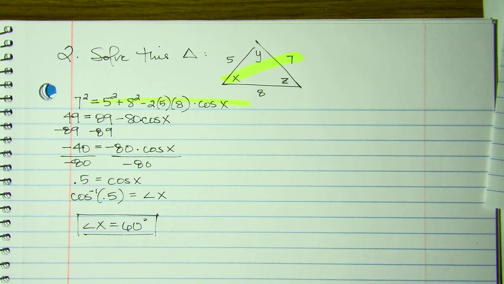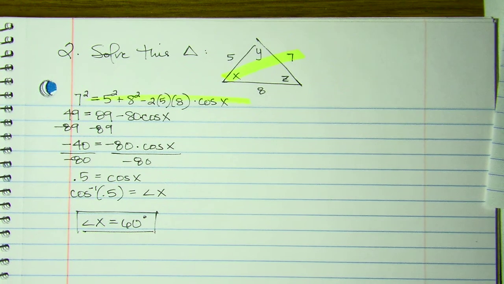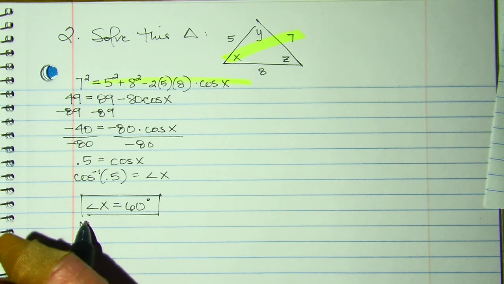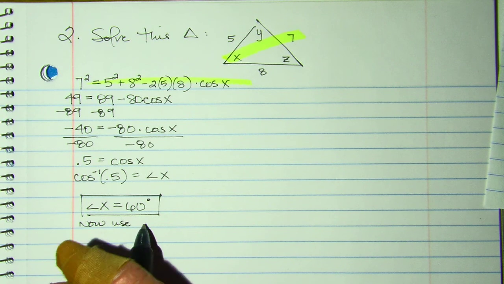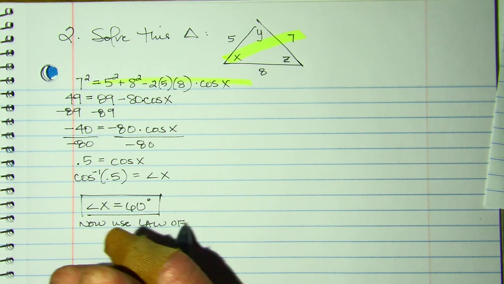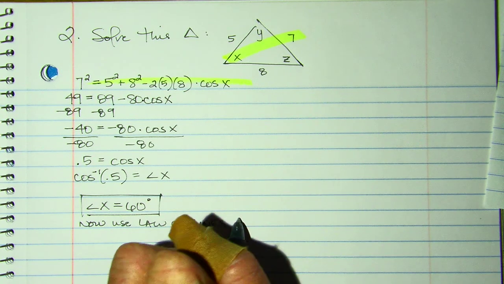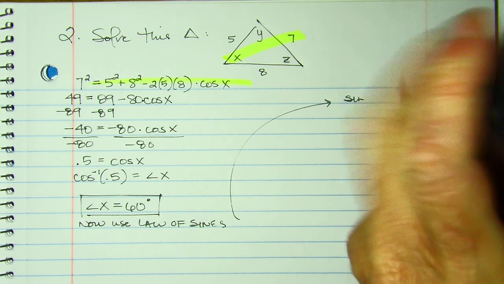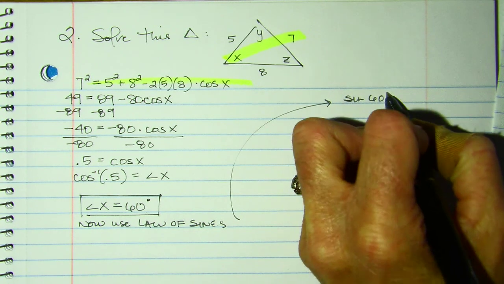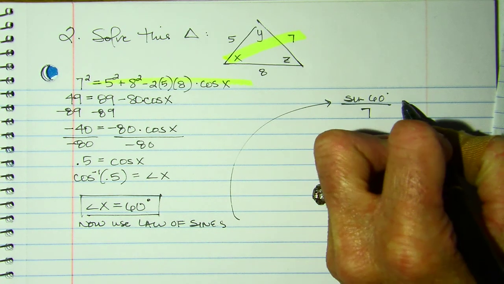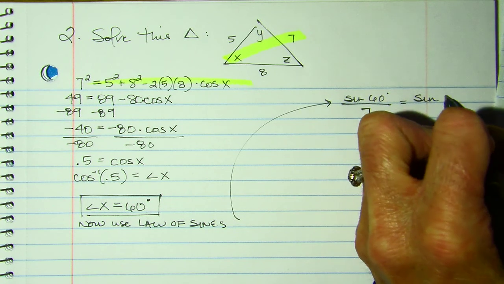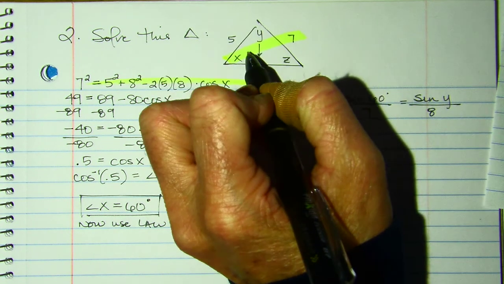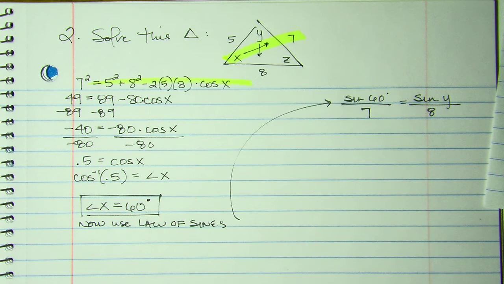Now I have a pair, so now I can use law of sines. I'm going to do that right up here. The sine of 60 degrees over 7 is equivalent to the sine of y over side 8. So I'm using these two here.